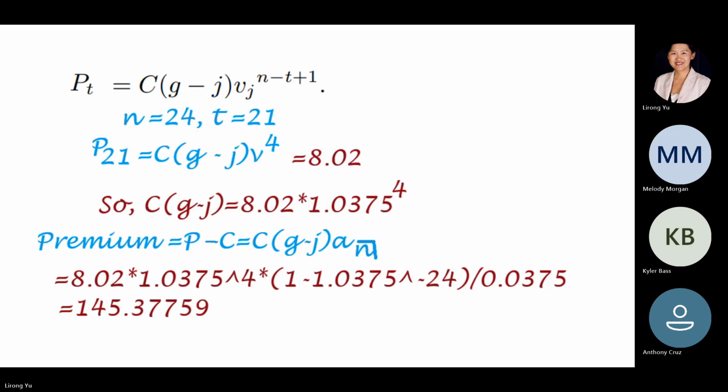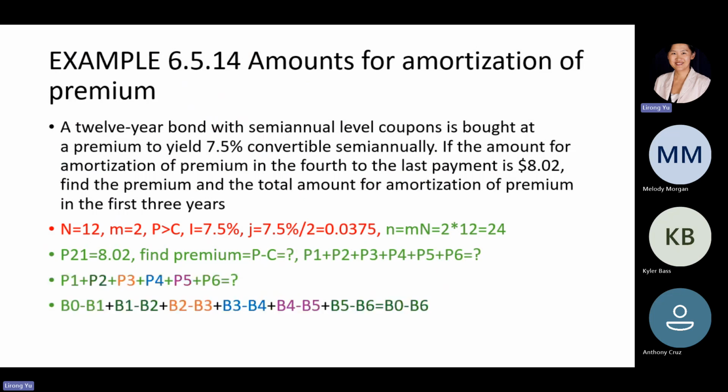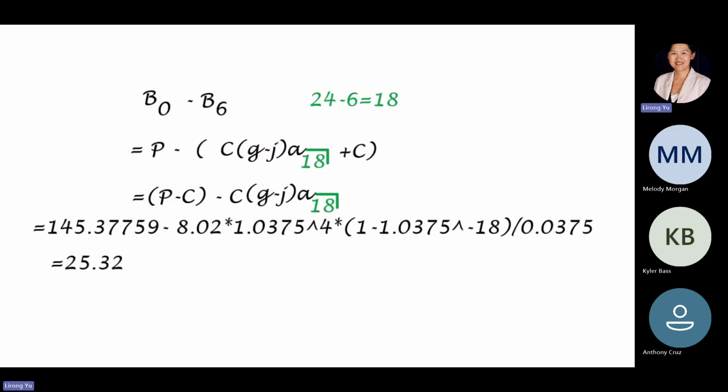Any question? So that means the price is higher than the redemption amount by 145.38. That's the total amount of premium. Any question? So now we're going to look at the book value. This answers the first question, how much is the premium? And then now we're going to find the book value.